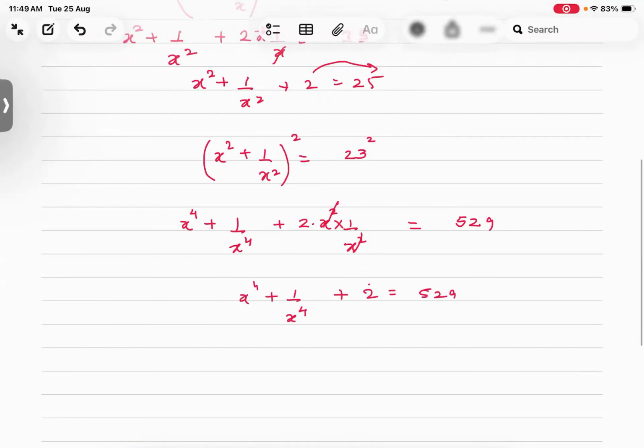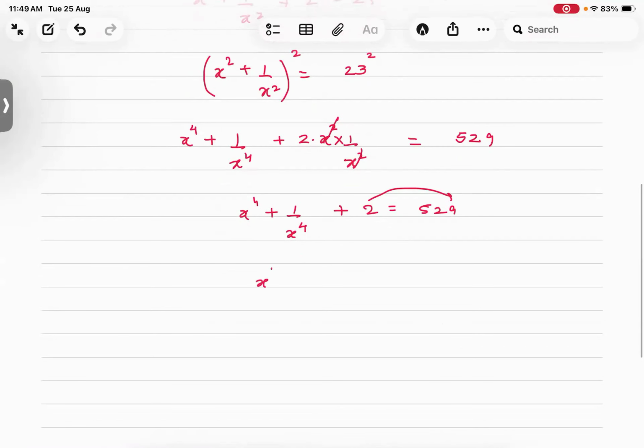Shift positive 2 to the other side. It changes to negative 2. So x to the power 4 plus 1 by x to the power 4 is 527. This is our final answer.